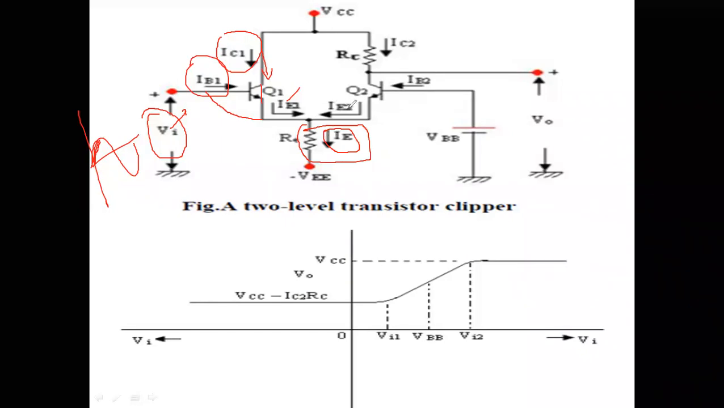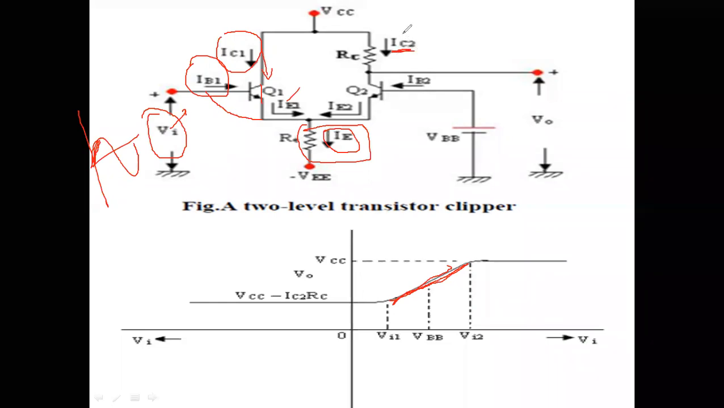Therefore IC2 is equal to IE2. As it is decreasing, the IC into RC drop will be decreasing, and therefore the output will be increasing. When Q1 is in the active region, the base current keeps on increasing, which means IC, as we have seen previously, will be increasing. As IC increases, IE will be increasing. Due to this, IE2 decreases, and as IE2 decreases, IC2 gets decreased.